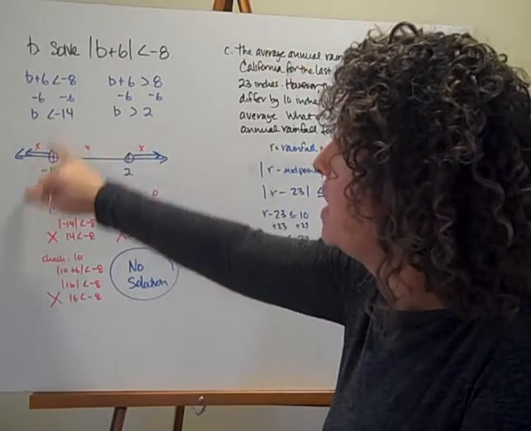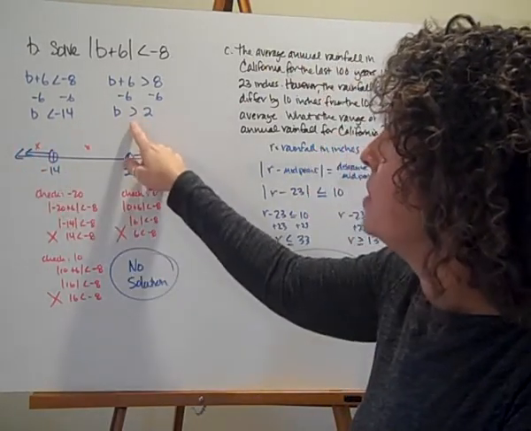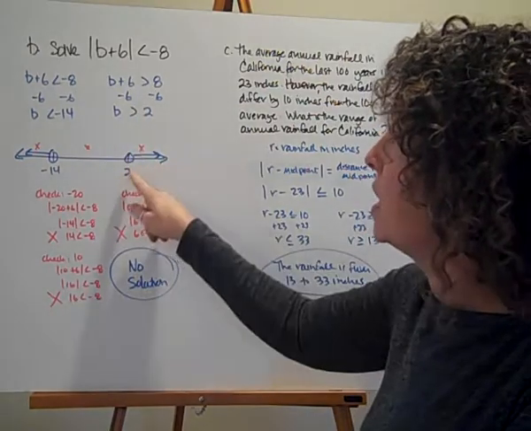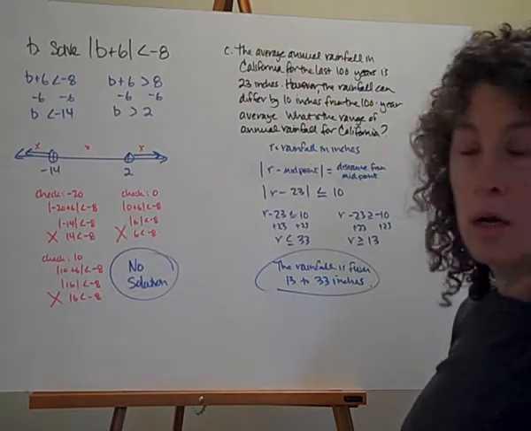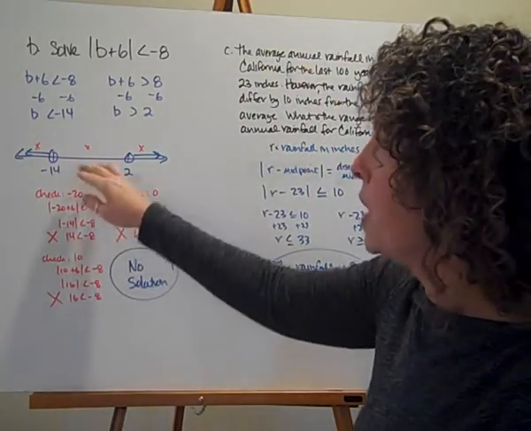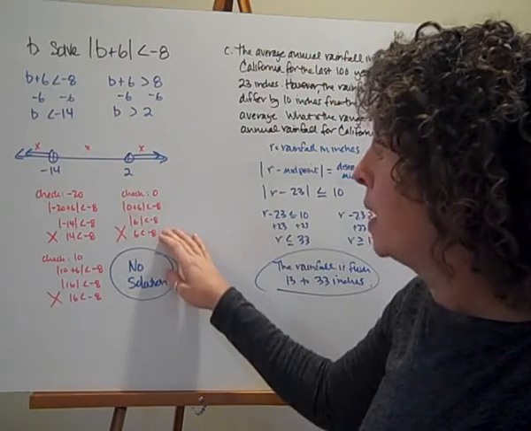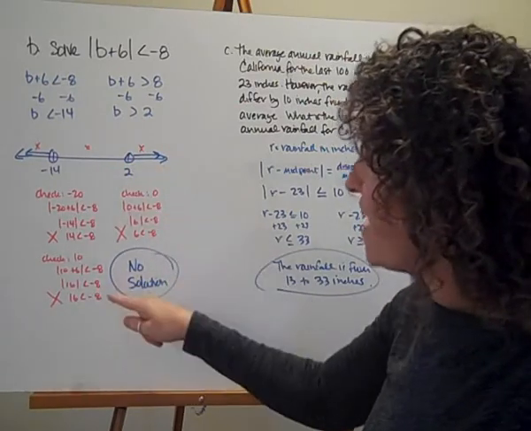So I've got my negative 14, which is here. If I graph that, it would go to the left. I have my b is greater than 2. If I graph that, that would go to the right. I'm doing open circles because these are not equal to. So now I'm going to check three parts. I'm going to check negative 20 over here on the left. That doesn't work. I'm going to check a 0 in the middle. That doesn't work either. And then I'm going to check a 10 over here on the right, and that doesn't work.